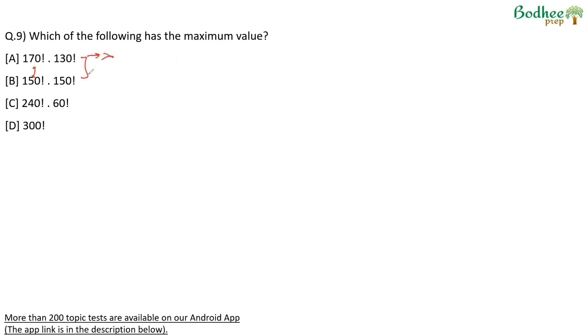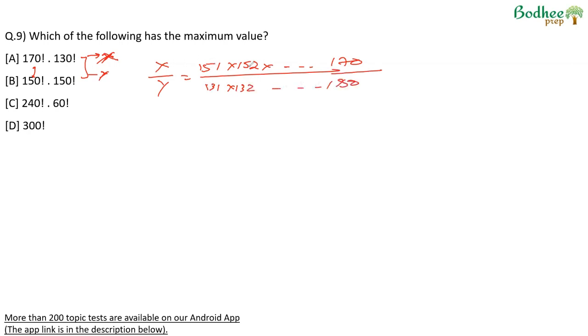So suppose this is x, this is y. We can write x by y as: when we divide 170 factorial by 150 factorial, we'll be left with 151 into 152 into 153 and so on till 170. That is what will remain from 170 factorial. When we divide 130 factorial by 150 factorial, we'll be left with the 130 factorial cancelled, 131 into 132 and so on till 150. As we can see, 151 is greater than 131, 152 is greater than 132 and so on. So A will be greater than B.